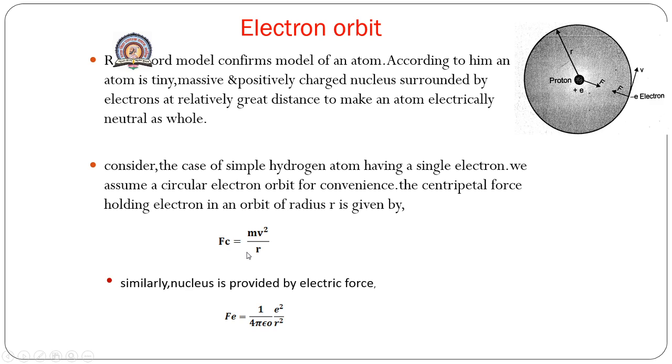the force of attraction between the electron and the nucleus is provided by the electrostatic force. We have to apply Coulomb's law here. There is a force of attraction or repulsion between the positively charged proton having positive charge plus e and the electron having negative charge minus e. Therefore, by using Coulomb's law, the electrostatic force Fe is equal to 1 upon 4 pi epsilon 0 into e square upon r square. 1 upon 4 pi epsilon 0 is a constant.